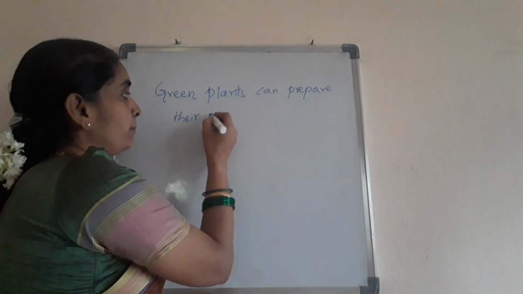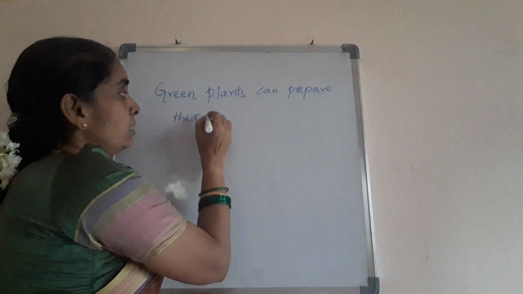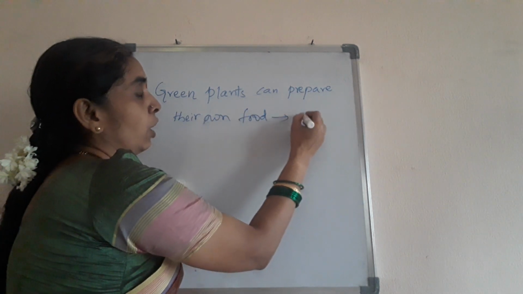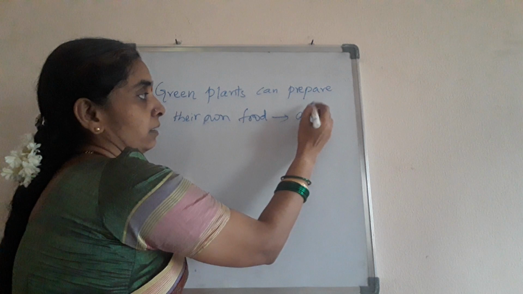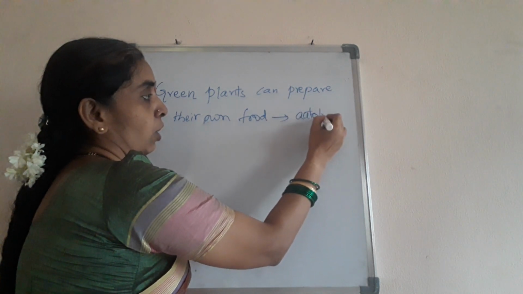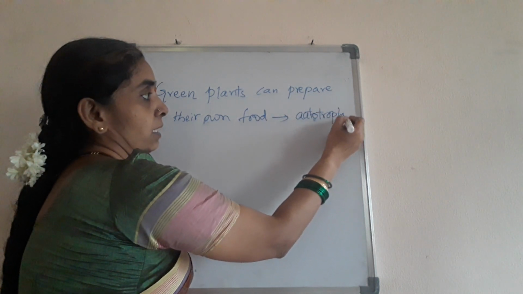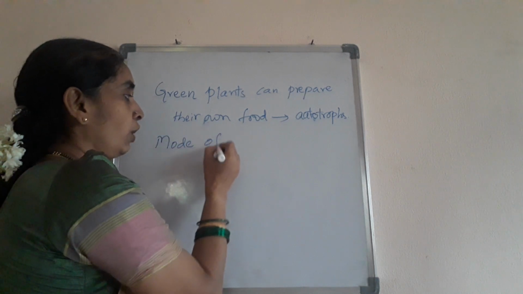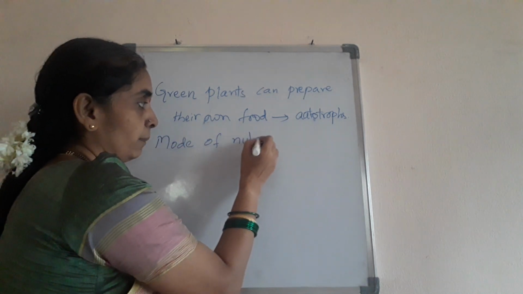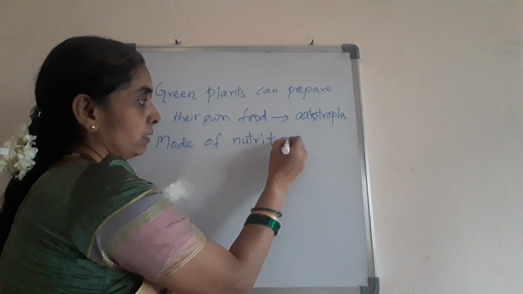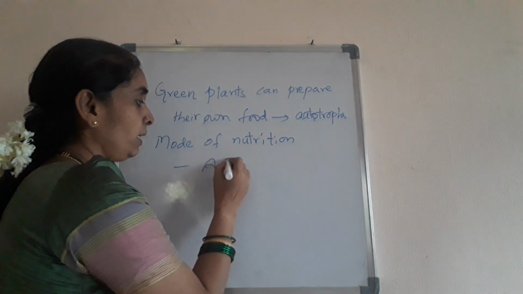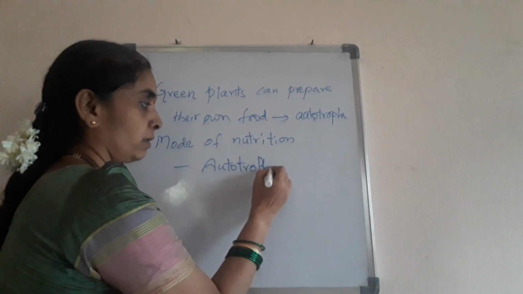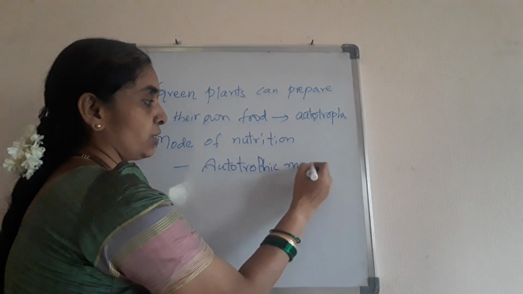So green plants can prepare their own food, so they are called autotrophs. The mode of nutrition is called autotrophic mode of nutrition.